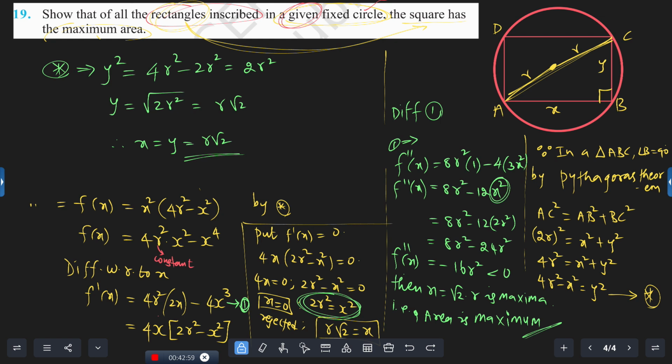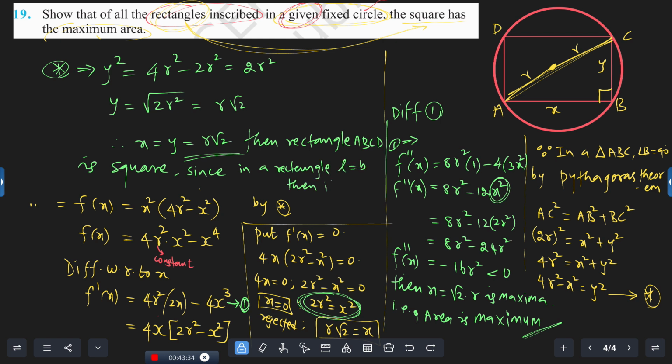If in a rectangle x and y are equal, then what we can say? Square. So then rectangle ABCD is square, since in a rectangle length equal to breadth, then it's square. Okay, this you write. That's it.